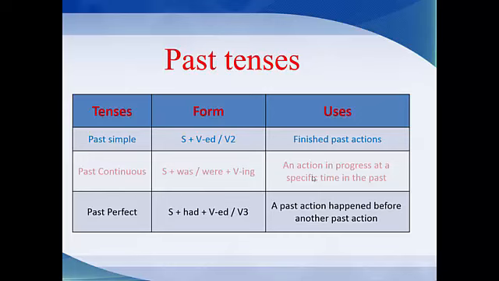The second, past continuous. The form for past continuous is was or were plus verb plus ing. And we use this past continuous to express an action in progress at a specific time in the past. Past perfect has the form had plus verb 3. And we use this tense to express a past action that happened before another past action.